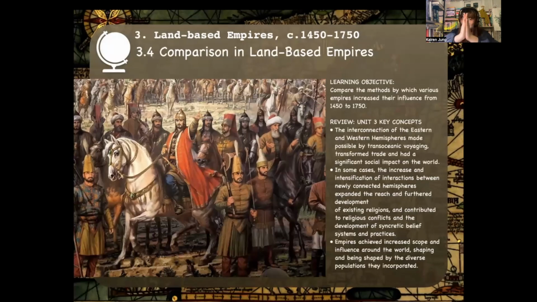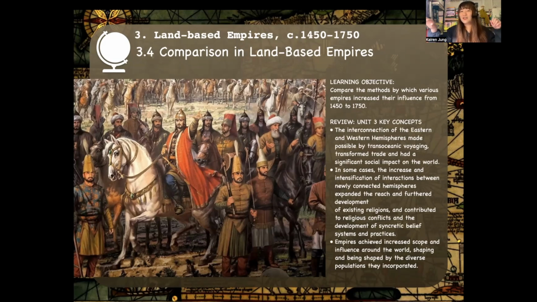Finally, let's look at comparison in land-based empires. I think that's what we've been doing this whole time, but still, let's look at how the College Board mandates us to do this. The learning objective is to compare the methods by which various empires increased their influence from 1450 to 1750. Let's look at the key concepts of Unit 3 in this review.